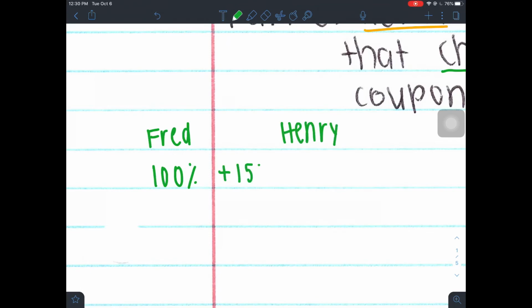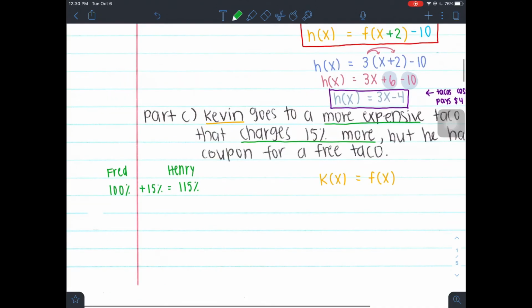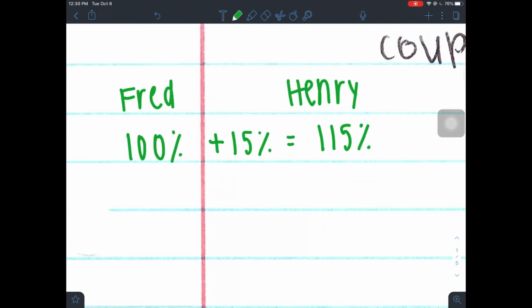So you need to add 15% to this, which would equal how much percentage for Henry to pay? It's actually 115%. Now, I know that seems kind of weird because you're like, that doesn't make sense. You can't have percentages over 100. But in this case, because he's charging 15% more, you're actually paying 15% more, and the only way to represent that with percentages looks kind of weird.